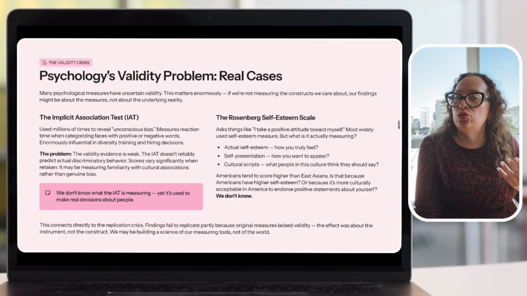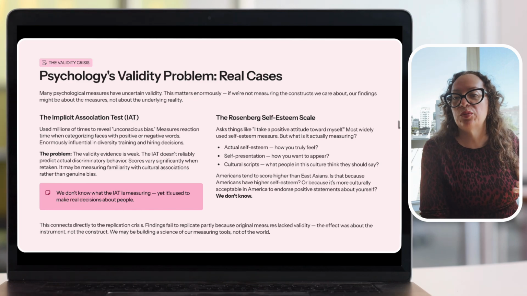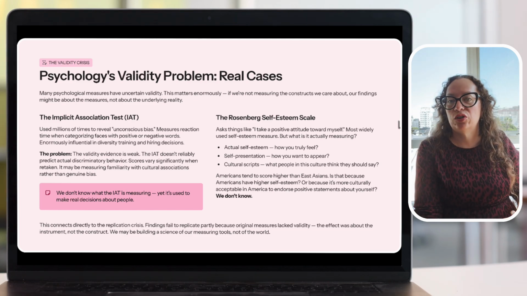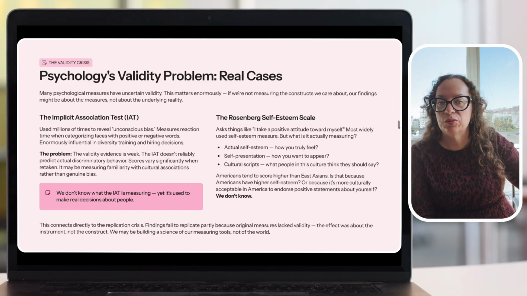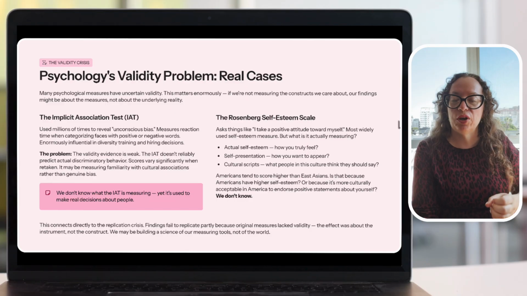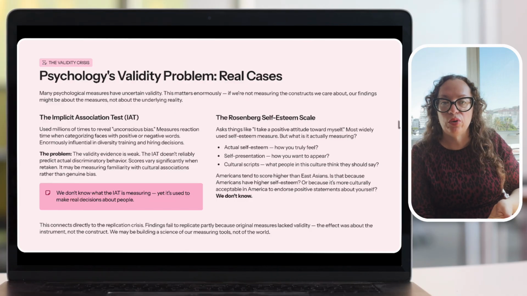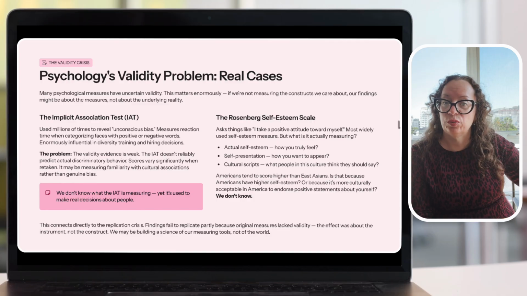So what do you do with this? You develop critical thinking about measurement. Okay, you don't treat measures as truth-telling machines. You ask, what is this measure actually capturing? How do we know it's valid? For what populations is it valid? What assumptions does this instrument make?